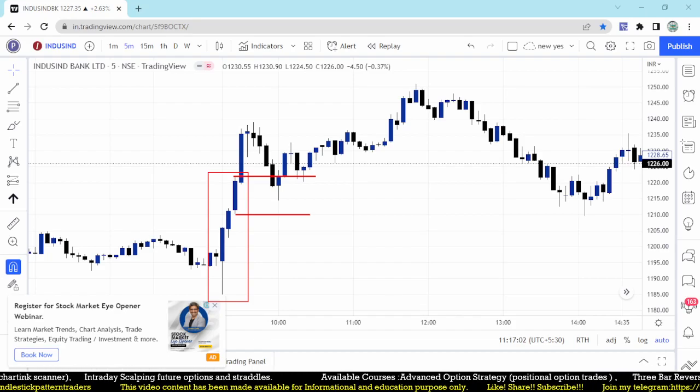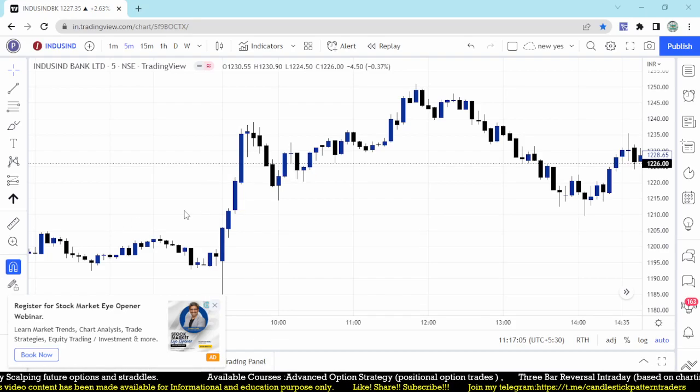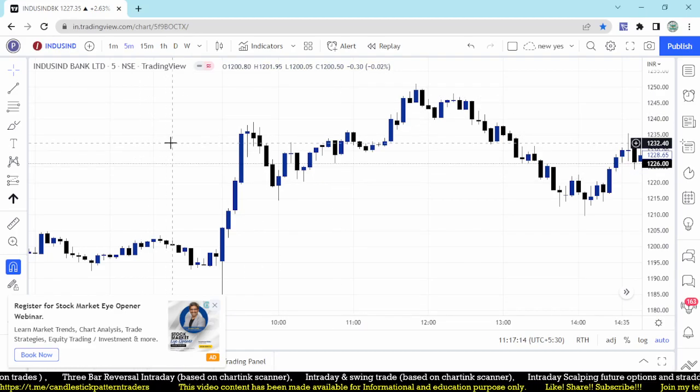This scanner will help you find these stocks using Chartink. We can create a scanner, but I will provide you the scanner in the next video. Before that, let's see how the downside stocks worked.